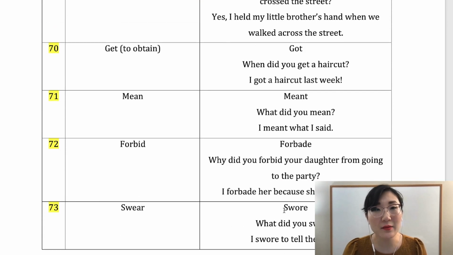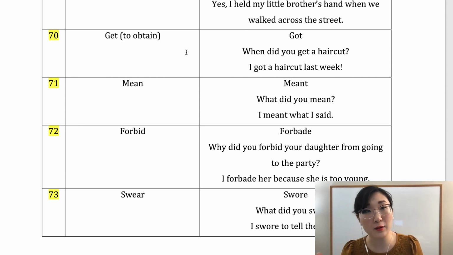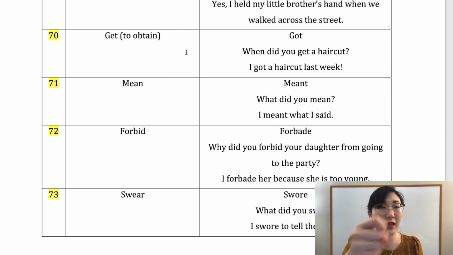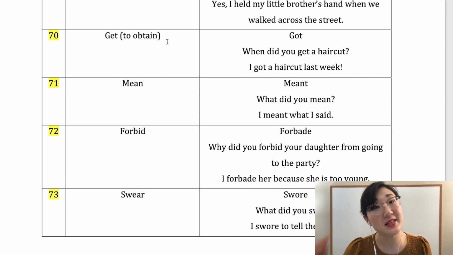Get. Get means to obtain. There are many ways to use this verb, but let's try to focus on the simple definitions. So get means obtain. For example, if I leave my house and I ask my boyfriend, oh, can you get my car keys for me? Can you go and get and give me my car keys? Get. Past tense, got. You can also use this verb together with other nouns or activities. So, for example, when did you get a haircut? Oh, I got a haircut last week.